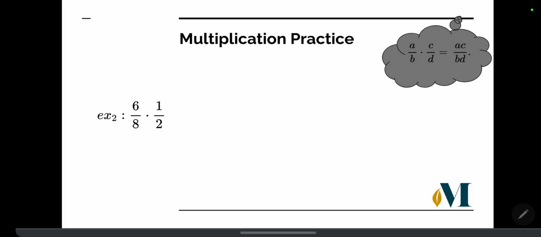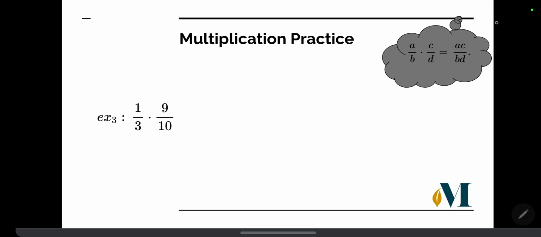Here's another one. We're going to take the product of 6/8 and 1/2. So let's take the product of our numerators, 6 times 1, and then our denominators. We're going to multiply 8 and 2, and we will get 16.